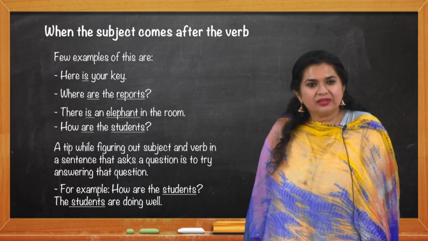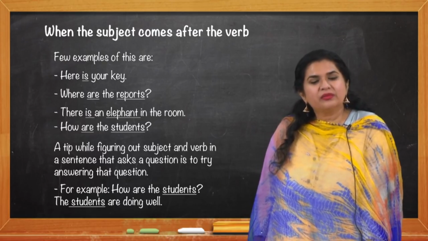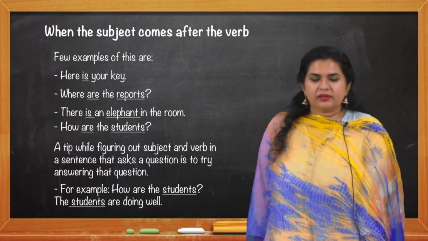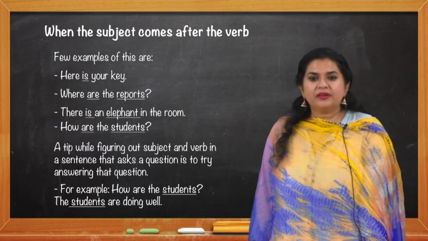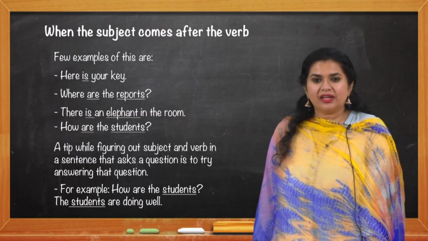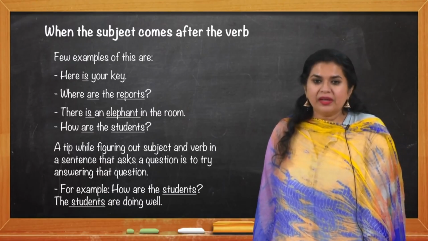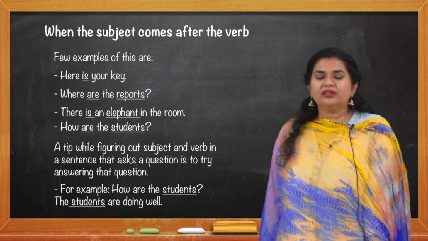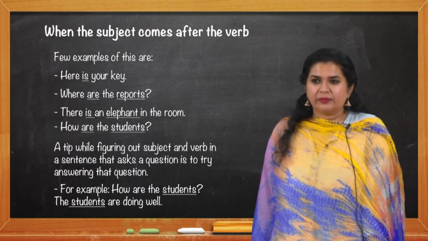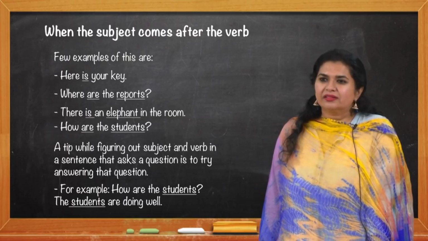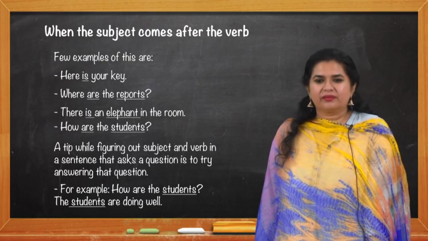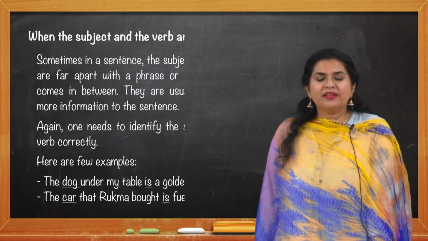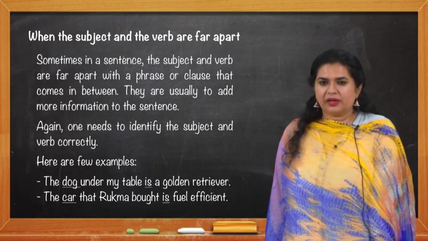When we interrogate subjects, the subject goes generally after the verb. So, you have to remember this tip while figuring out subject and verb in a sentence that asks a question: try answering the question. For example, how are the students? The students are doing well. So, you will find where the subjects are. How are the students?